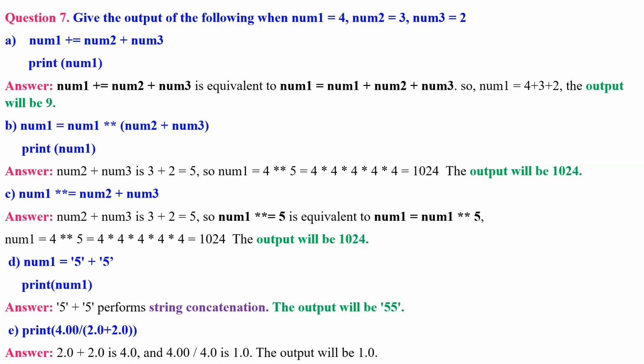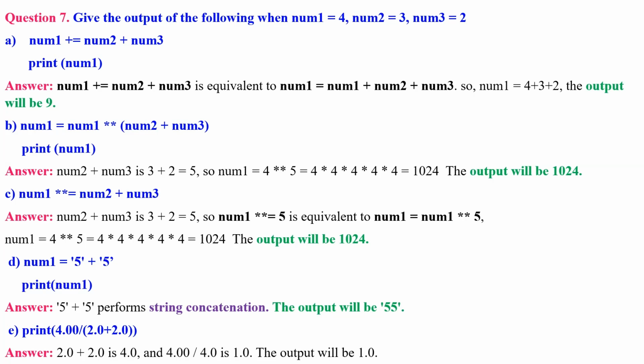Question B. Answer. num2 + num3 is 3 + 2, which is equal to 5, so num1 equals 4 to the power 5, which is equal to 4 * 4 * 4 * 4 * 4, which is equal to 1024. The output will be 1024.